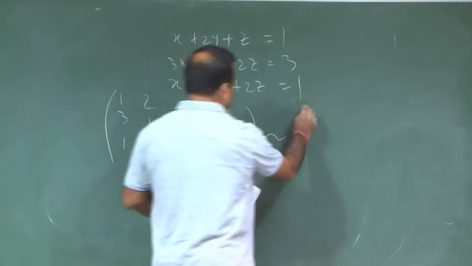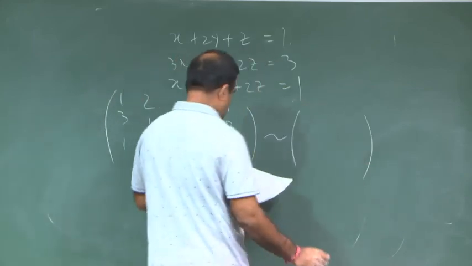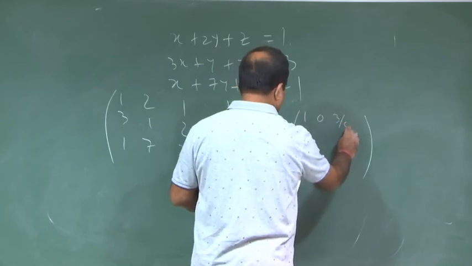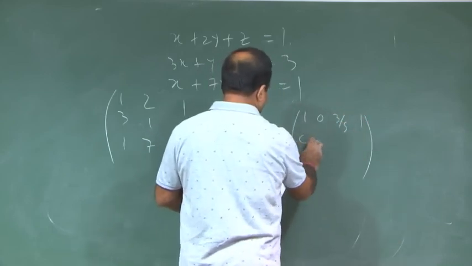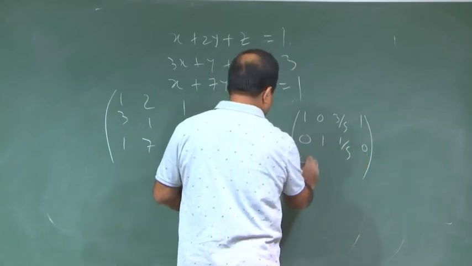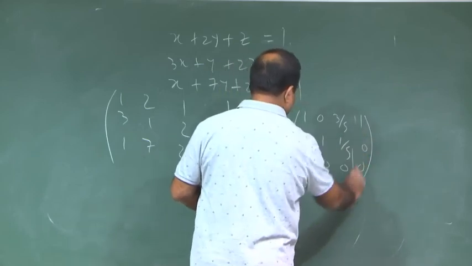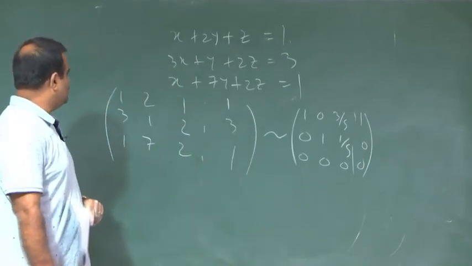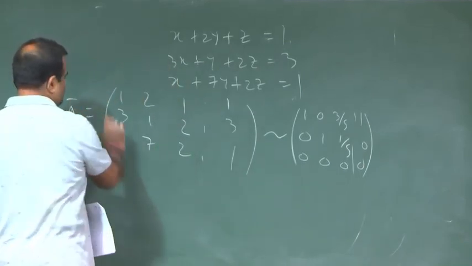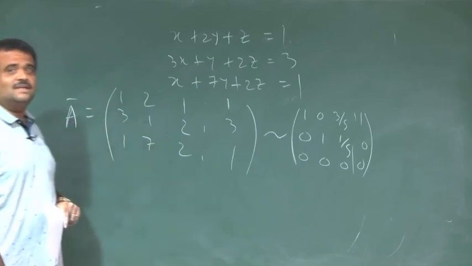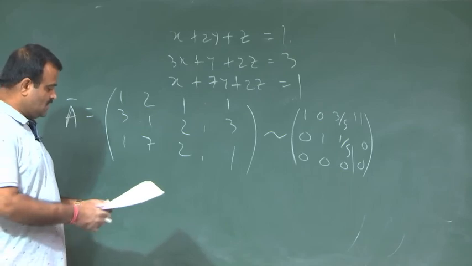Eventually we will end up with the row reduced echelon form: 1 0 3/5 1, 0 1 1/5 0, then 0 0 0 0. So, that means the rank of the matrix A and the rank of the augmented matrix are the same, which is 2, which is less than the number of variables. So, it has infinitely many solutions.